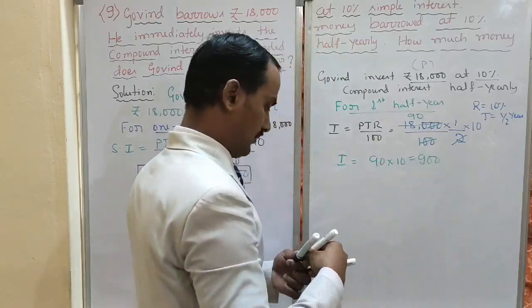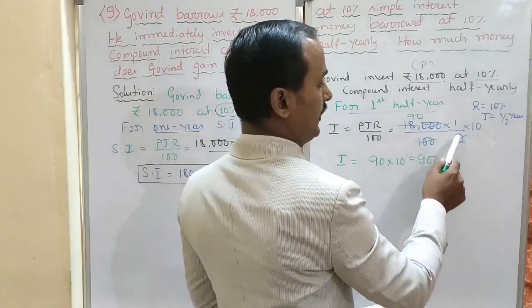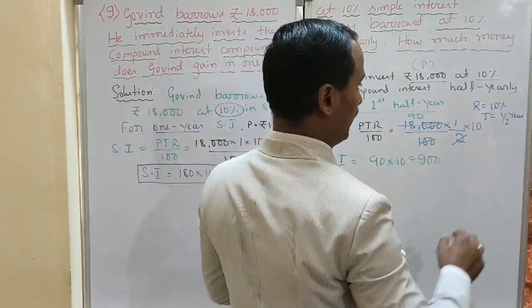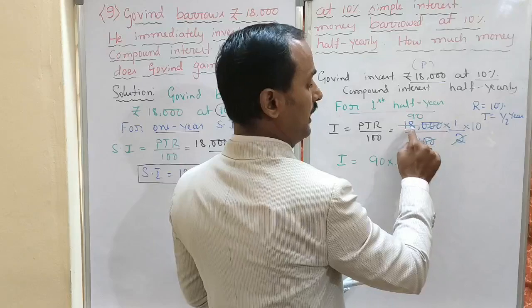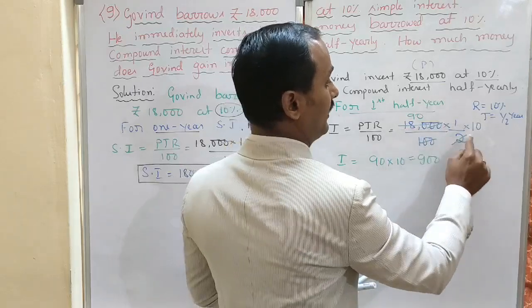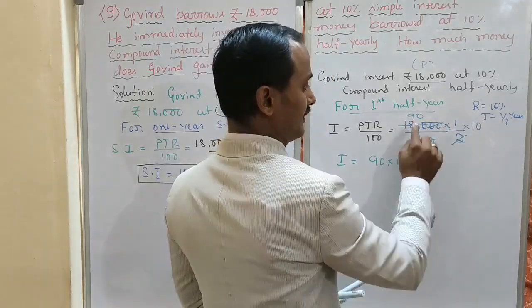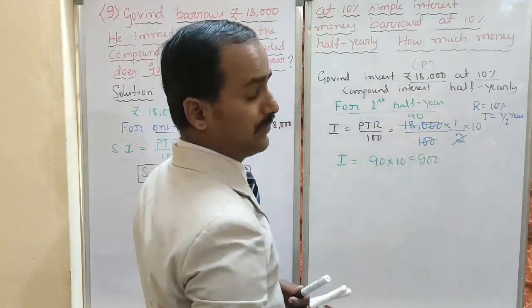Any confusion? No confusion. Look here. Principal is 18,000 into time is 1/2 into rate of interest 10%. Okay, this is data. Divided by 100. 20 and 20 cancel, remaining 180 into 10 divided by 2. 2 ones are 2, 2 nines are 18, 1 zero as it is. 90 into 10 becomes 900. See, this first half year interest is 900.